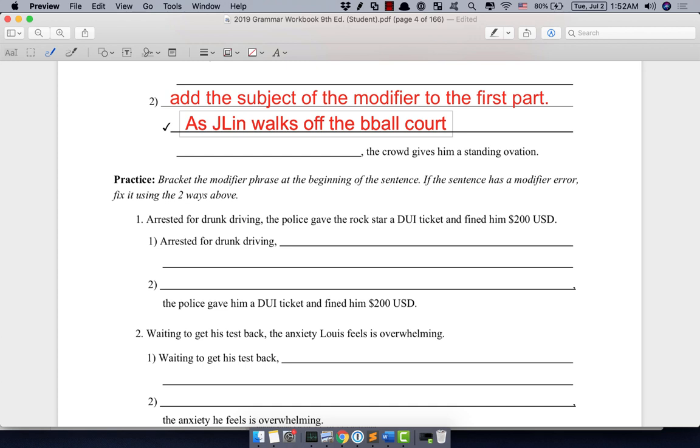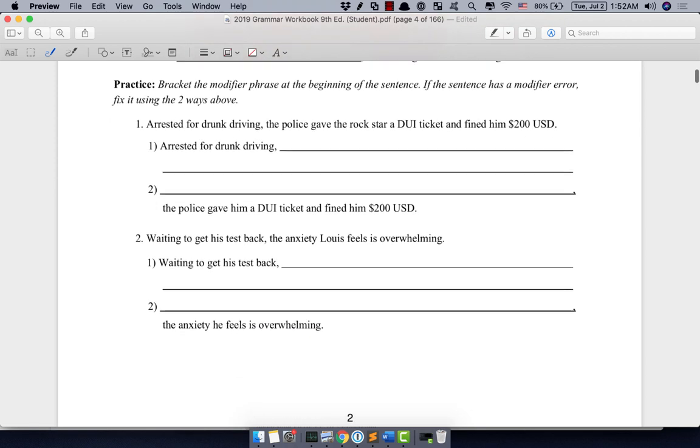2 minutes, actually 1 minute for number one. You have to give two ways of fixing a sentence, and then we'll go over number one. Then I'll give you another minute to do number two. Ready, set, go. And if you're not sure, just look at the notes above about how to fix the sentence.